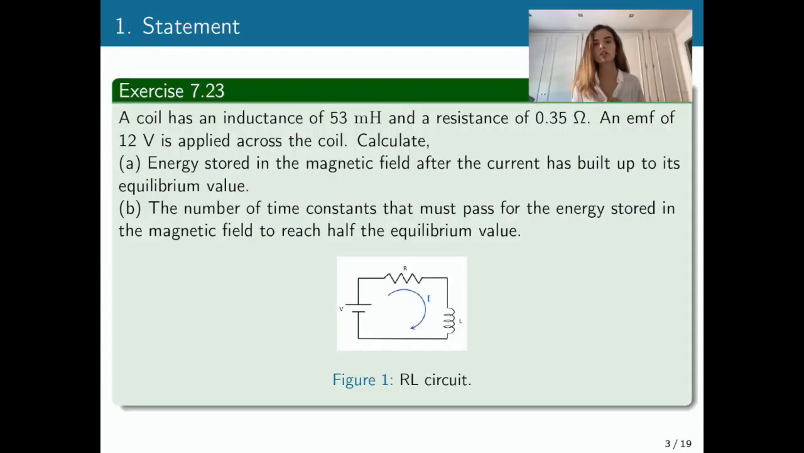Okay, so first of all, we're going to read the statement, which says the following. A coil has an inductance of 53 millihenries and a resistance of 0.35 ohms. An EMF of 12 volts is applied across the coil. Calculate A, the energy stored in the magnetic field after the current has built up to its equilibrium value, and B, the number of time constants that must pass for the energy stored in the magnetic field to reach half the equilibrium value.